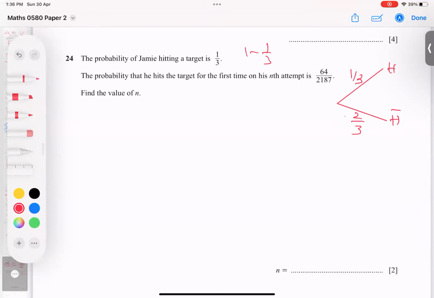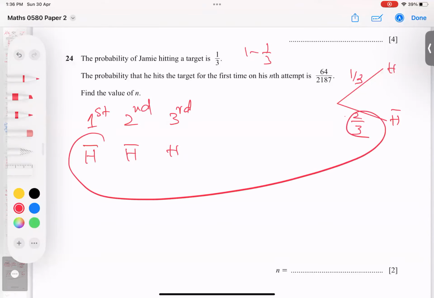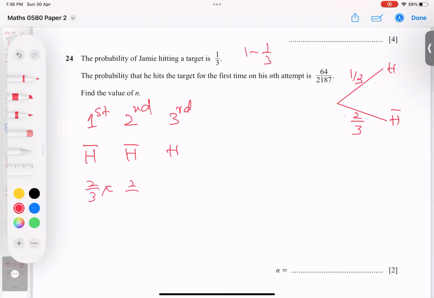So he's saying that the probability he hits the target for the first time is in the nth attempt, maybe he hits in a second attempt. So naturally this is the first attempt. Let's say the first attempt he is not hitting, second attempt not hitting, and third attempt he is hitting. So what answer is coming? Not hit is throughout 2 by 3. So 2 by 3 into 2 by 3 into hitting is 1 by 3.